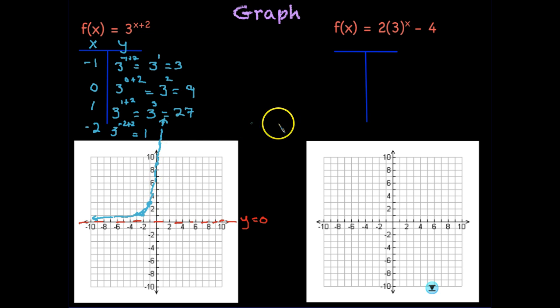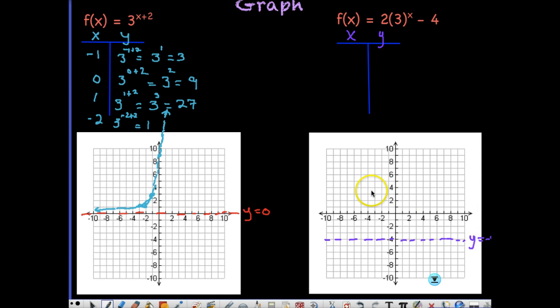Okay, let's try this graph here. Notice that on this graph we're going to have a stretch of 2, and we're going to shift down 4. So our asymptote isn't going to be here at y equals 0 anymore. It's going to be down at y equals negative 4. And this is going to be very important: you always plug in the asymptote so that you have a guide. y equals negative 4.